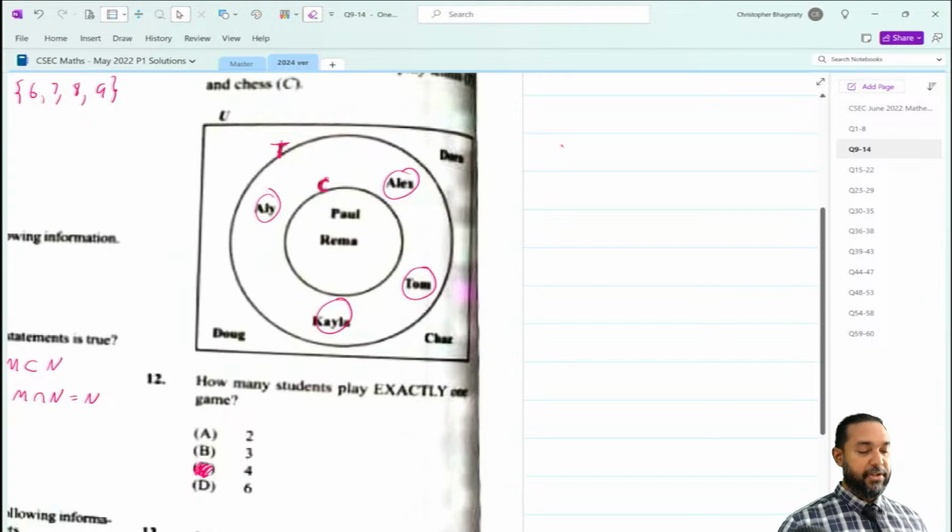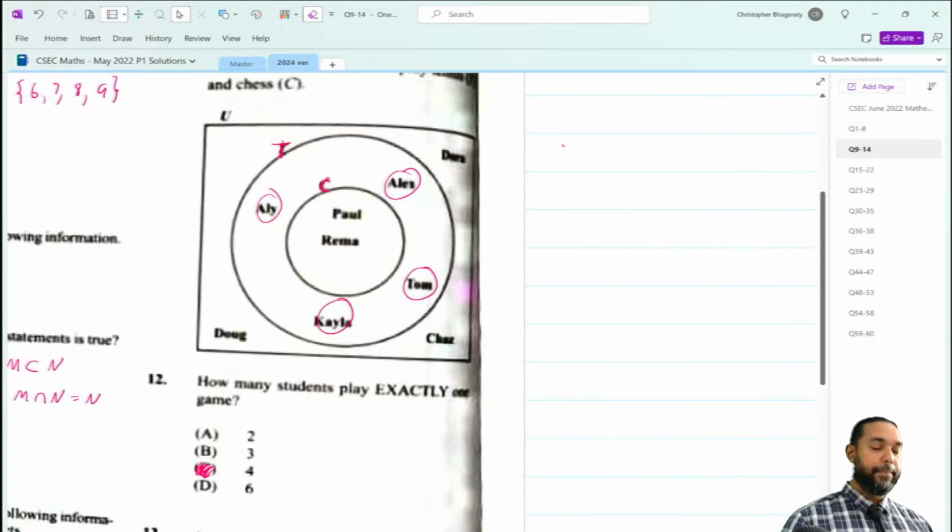Sorry. So they're asking for the number of students who play exactly one game. People play either chess, tennis, chess and tennis, or neither, right? Now the thing is, the people who play chess, if you look at the circle, they totally also play tennis. The only people who play tennis only are people outside the set C. Makes sense.